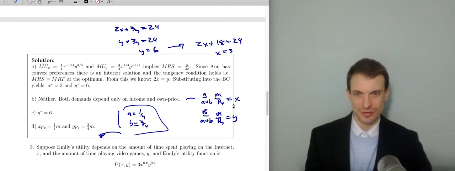Notice this. This is just from this right here. This is a constant. This boils down to 1/4. Why? Because this is what? 1/4 over 1/4 plus 3/4. So that's 1/4 times m over px. Let's move this px to the other side so I can write the expenditure as a share of income. Same thing over here. This is 3/4 divided by 1, or 3/4 times m over py. Let's move the py over here. This will be my expenditure on good y is equal to 3/4 of my income.